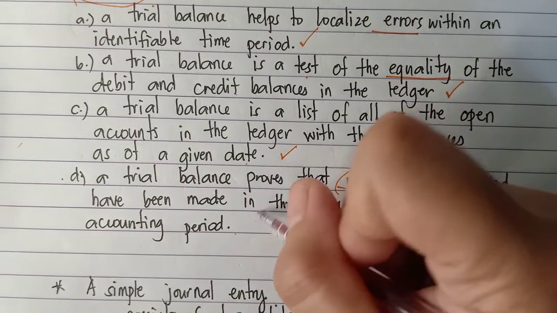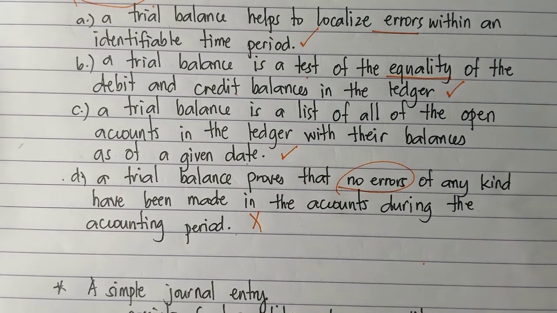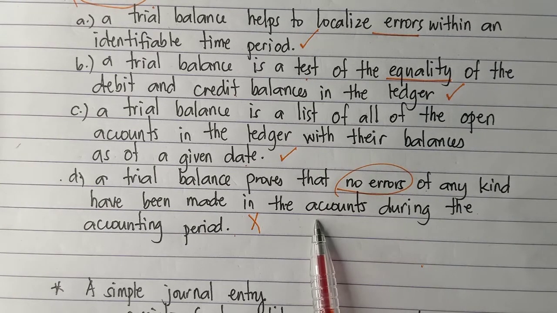And letter D, a trial balance proves that no errors of any kind have been made in the accounts during the accounting period. This is incorrect because even if, in the trial balance, the debit and the credit are equal, there are some errors that we can find, such as the entire amount was not recorded or a different amount was recorded, but both the debit and credit recorded it. So, the correct answer for this question is letter D. A trial balance proves that no errors of any kind have been made in the accounts during the accounting period.